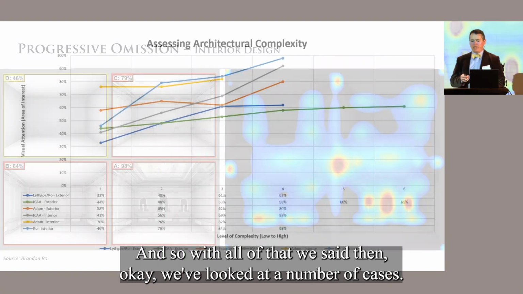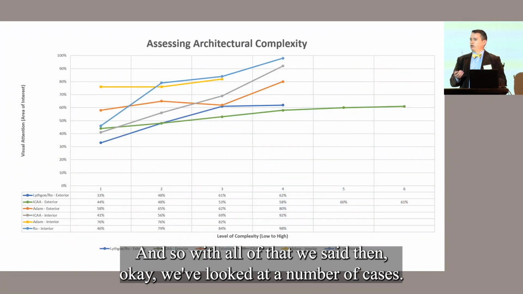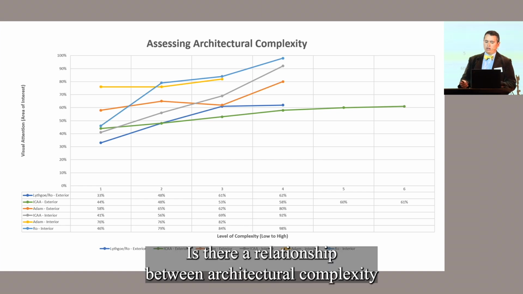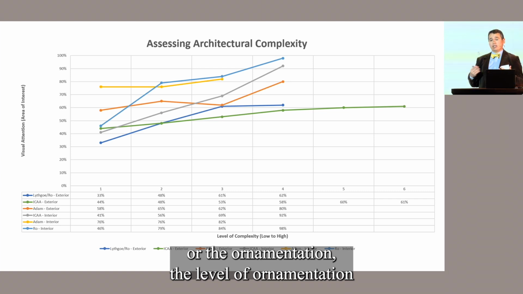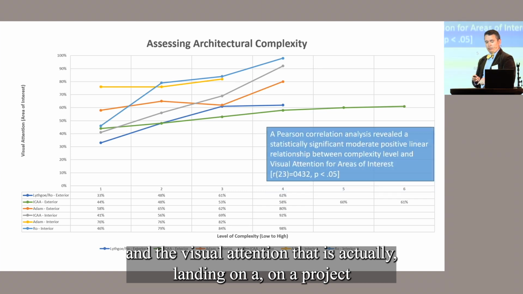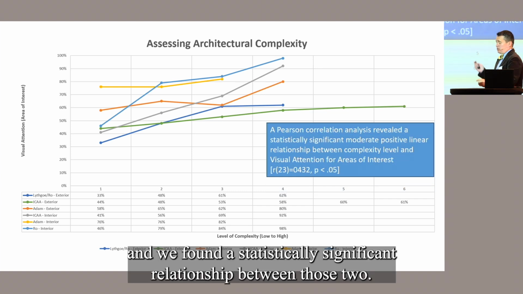And so with all of that, we said, okay, we've looked at a number of cases. Is this really true? Is there a relationship between architectural complexity or the level of ornamentation and the visual attention that is actually landing on a project? And we found a statistically significant relationship between those two.